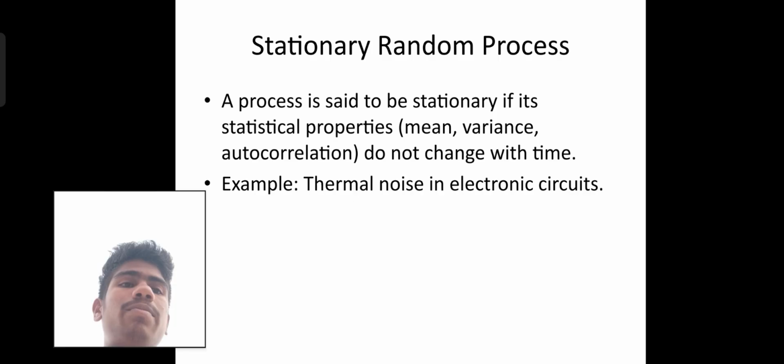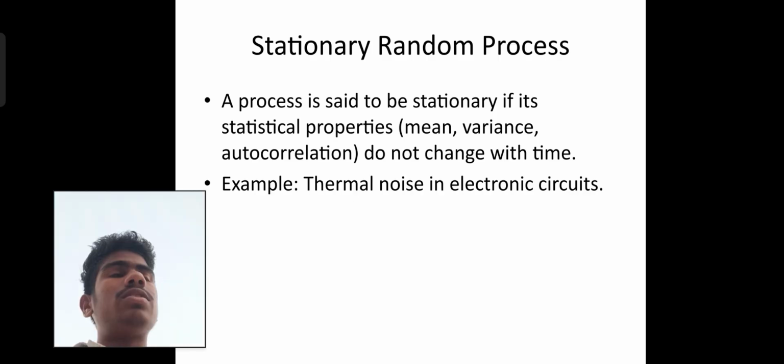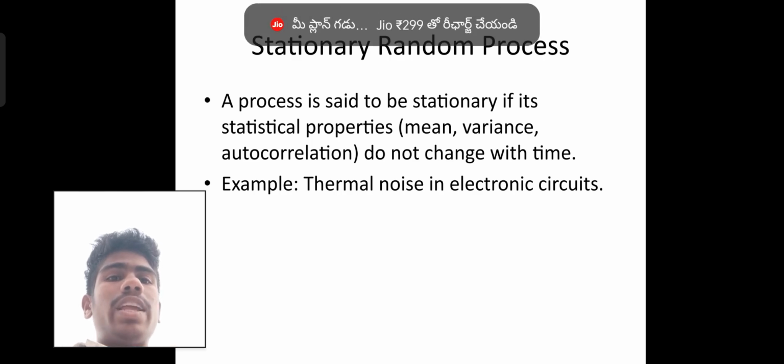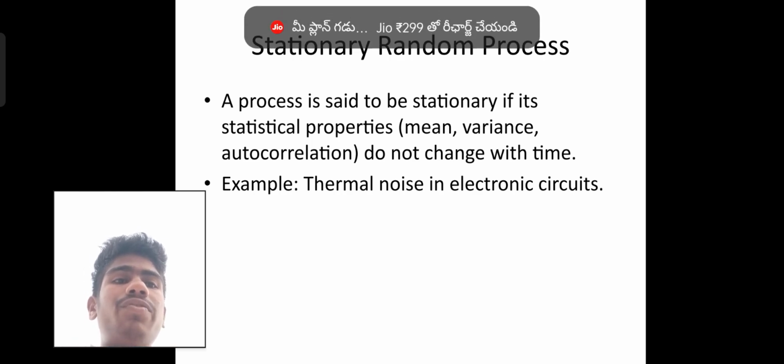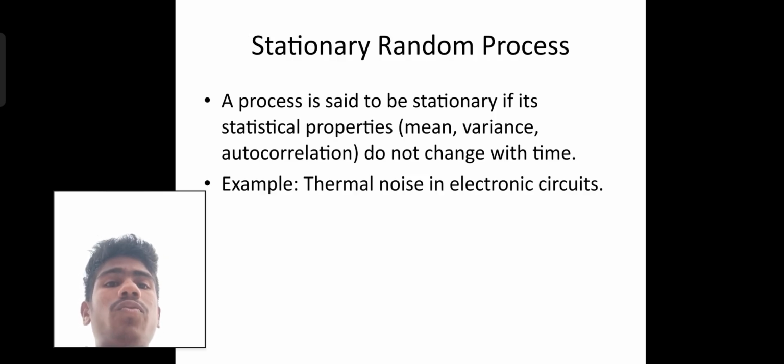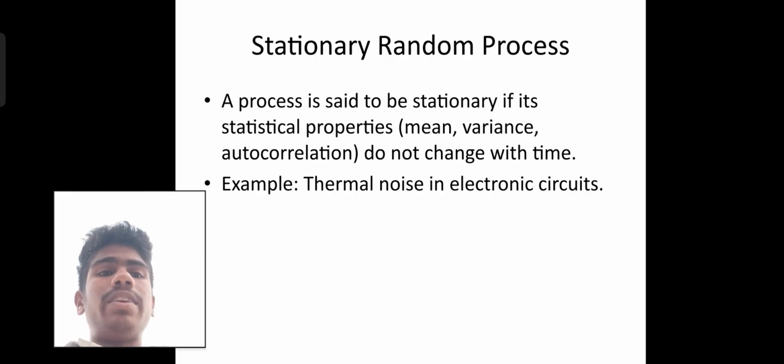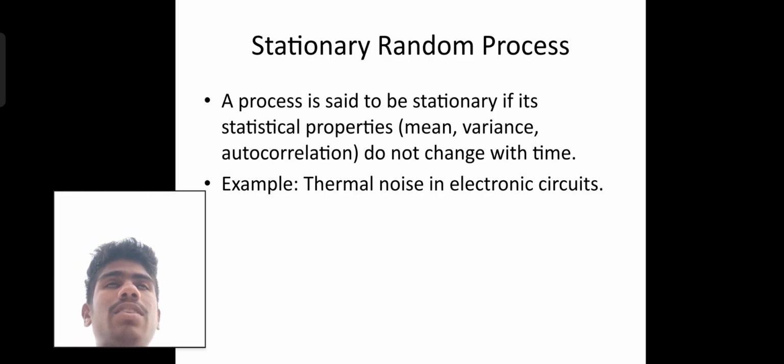Stationary random processes are divided into two: first order stationary random process and second order stationary process. A process is said to be first order stationary if its statistical mean does not change with time. That is, E of X of t is equal to E of X of t plus tau.